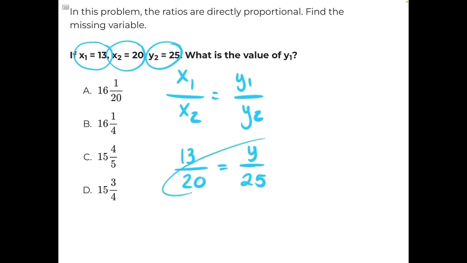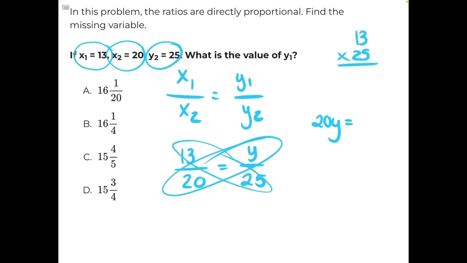And now we cross multiply. 20 times y will give us 20y. And then 13 times 25, we can do that up here. 5 times 3 is 15. 5 times 1 is 5, plus 1 is 6. Placeholder 0. 2 times 3 is 6, and 2 times 1 is 2. And now we need to add these together. 5 plus 0 is 5, 6 plus 6 is 12, and then we'll have 3. So we have 20y is equal to 325.